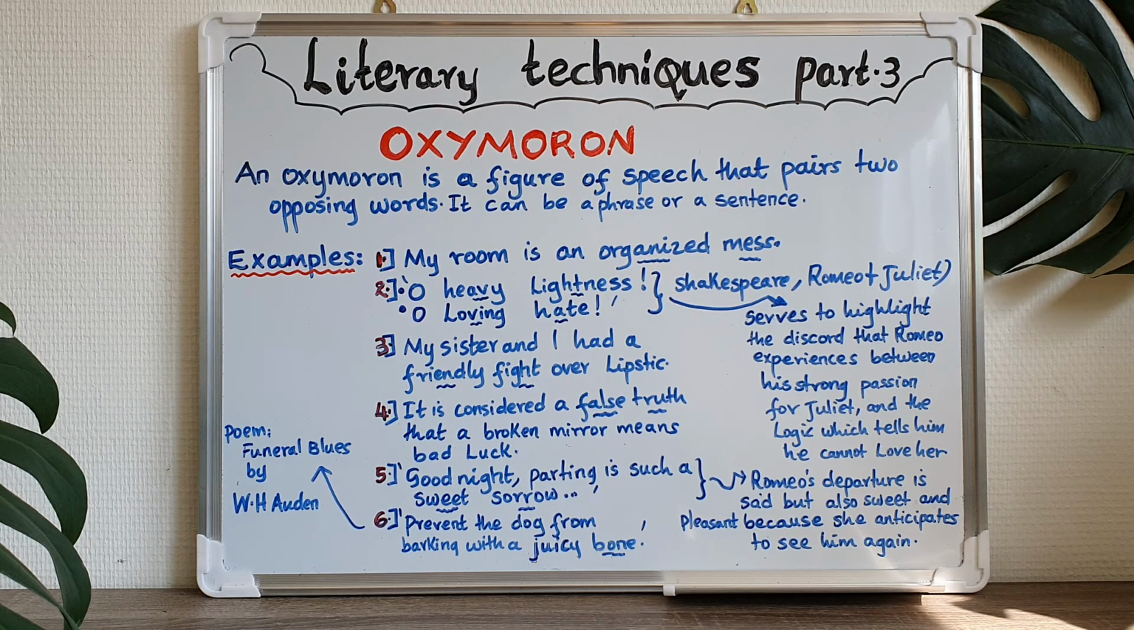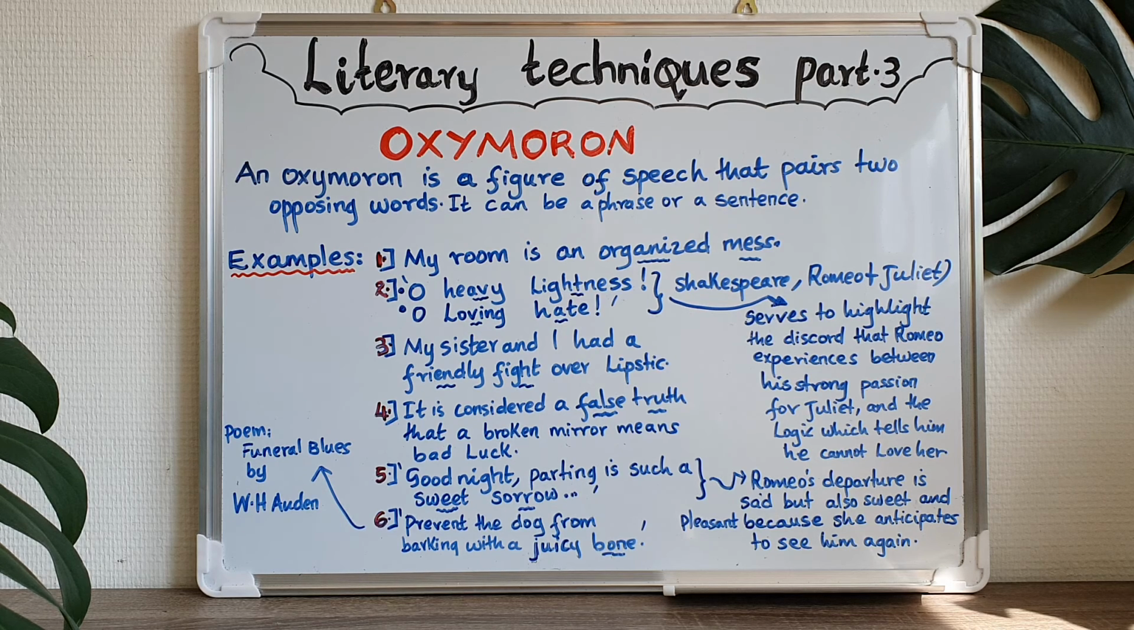So although to us human beings, a bone is something that we would not consider as being juicy, to a dog it's very juicy because it is something that a dog considers to be quite delicious. It's something that makes a dog begin to salivate, okay? So in that case then, it is a juicy bone. And if you want to stop the dog from barking, just give it the bone, okay?